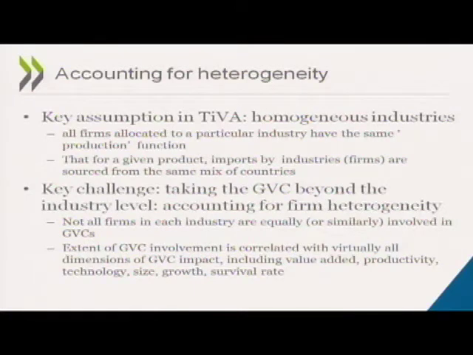And I think one of the key assumptions that is currently used in TIVA, and that we really work hard on to try to make this assumption more realistic or better in line with reality, is the assumption of homogeneous industries. We were talking also about boxes. We treat industries as boxes with a content that is exactly the same. We do not separate out different types of firms within an industry.